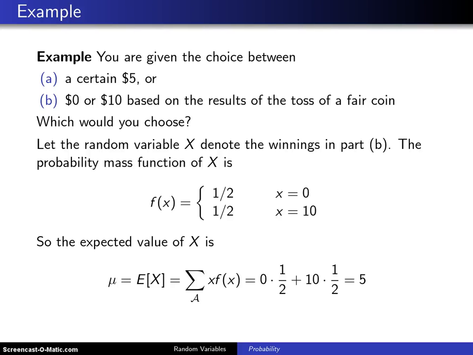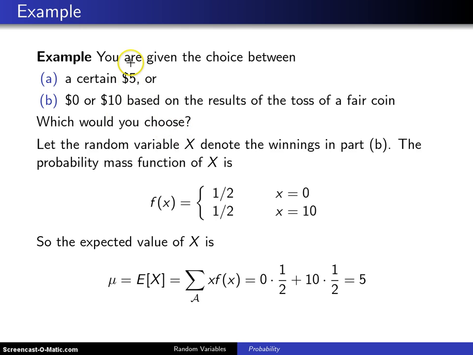Here is an example that will help get you thinking about expected values. Let's say you are given a choice between a certain $5, you are just given $5, or either $0, nothing, or $10 based on the results of the toss of a fair coin. In other words, you get nothing if it comes up tails, and you get $10 if the coin comes up heads. Which would you choose?